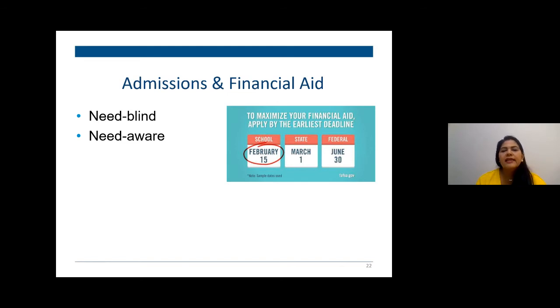And so need blind, again, is a college that does not factor in your ability to pay for college in its admissions process. And a need aware college is a college where the admissions office can factor in your ability to pay for college as they select who gets admitted and who doesn't.